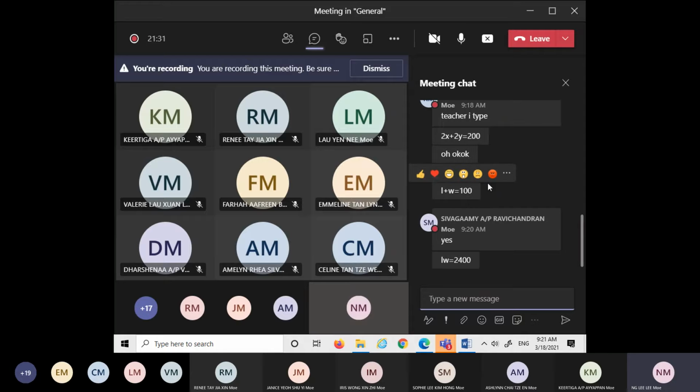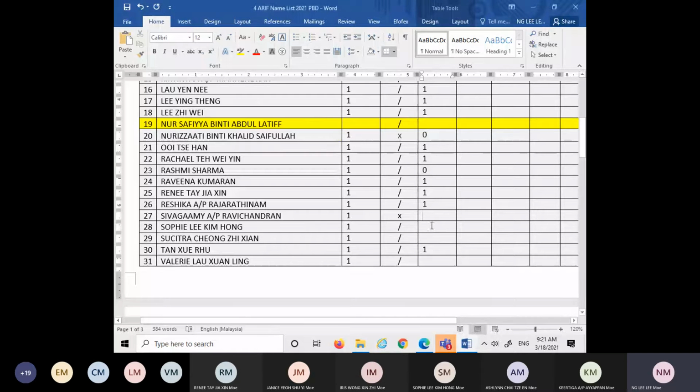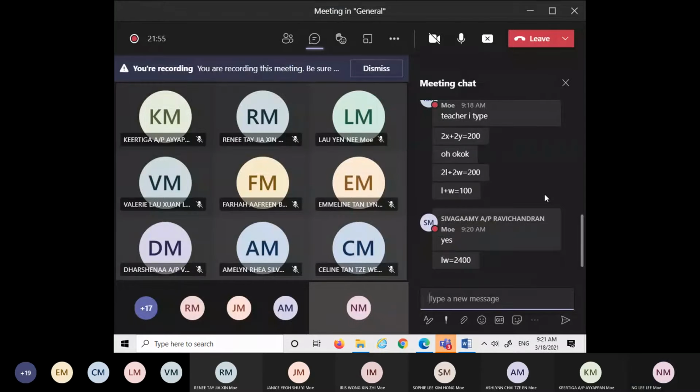Therefore now you see, just now Rishika helped me with L plus W equals 100, and Siwa helped me with L times W equals 2,400. So now can the next girl tell me which one is linear and which one is non-linear? Based on these two equations, tell me which one is linear and which one is non-linear. Is Sophia here?